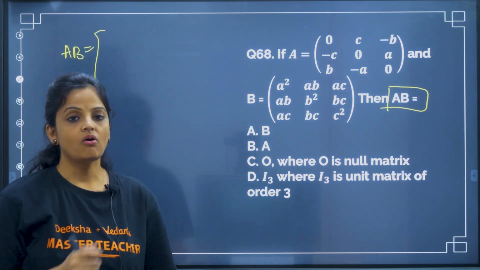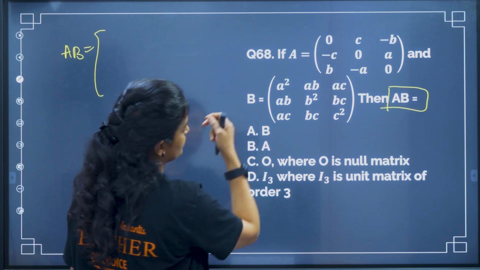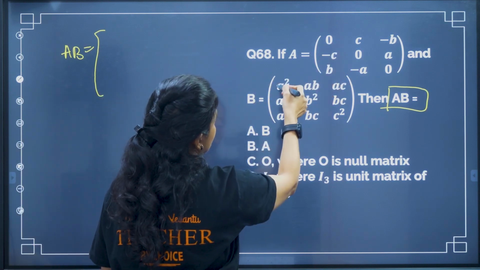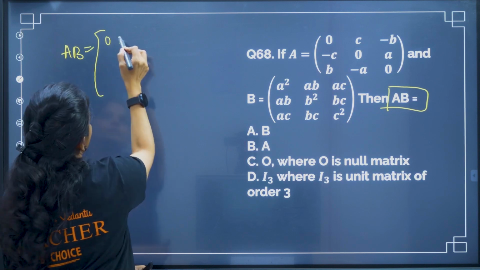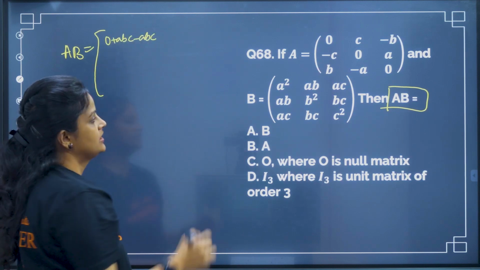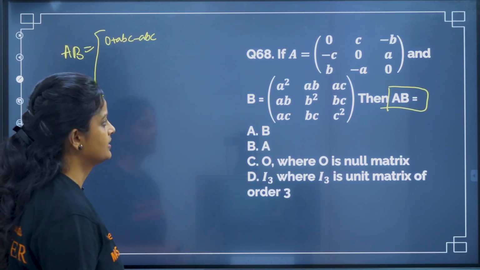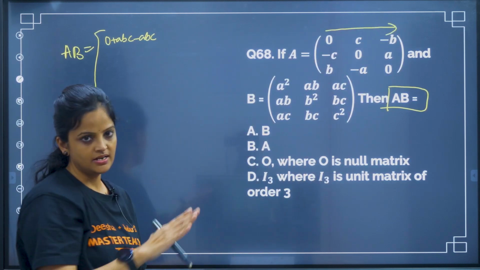Do I have to do all the elements? No. I'll come to know very quickly if I do a few elements. 0 into this, C into this. So 0 plus ABC minus ABC. So that will give you 0. The first element is coming as a 0. So first row, first column is done.